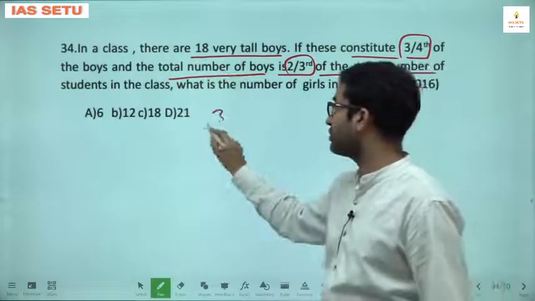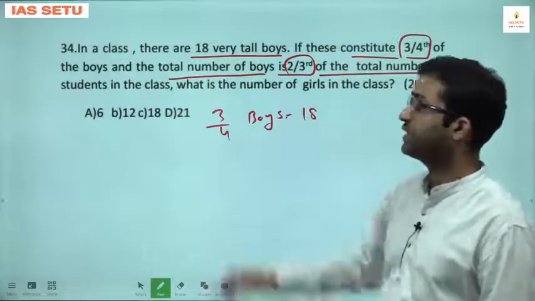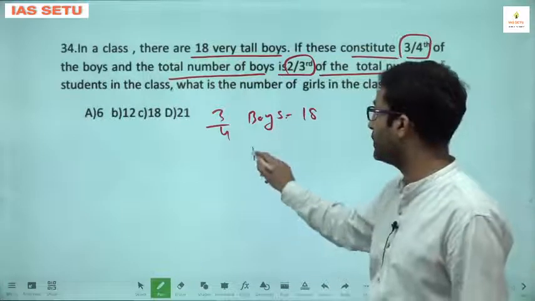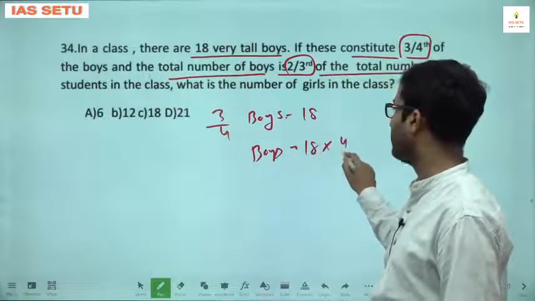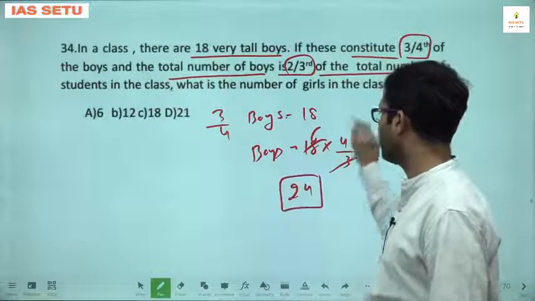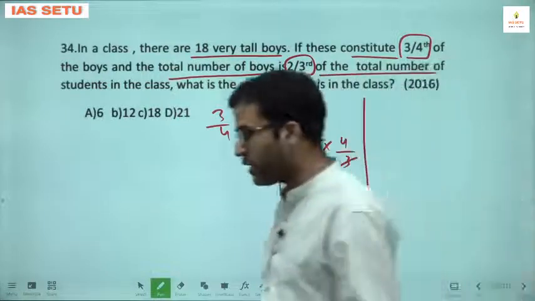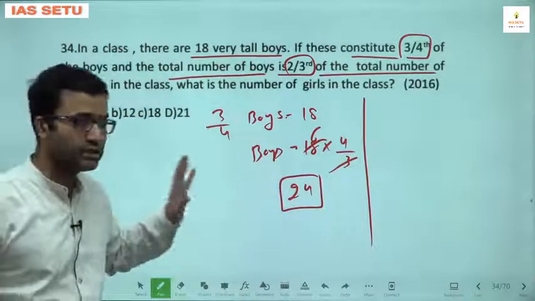So 3/4 of the boys are 18. So this 18 is 3/4 of the boys. So how many boys? You take the other side. So it will be 4/3. So it is 6 into 4, 24 boys. Step number 1. If 18 boys constitute 3/4 of the number of boys, so number of boys is 24.